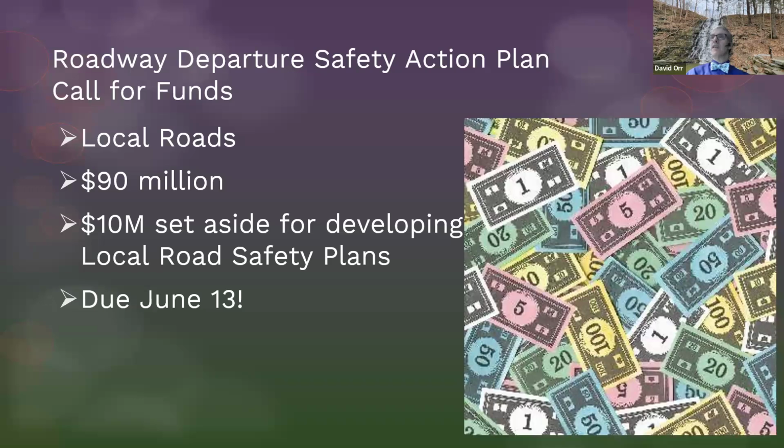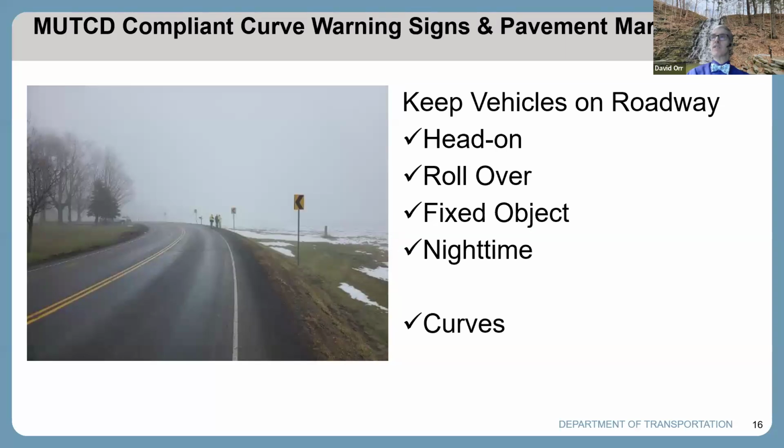Now, as we were developing all of these webinars, I got a lot of questions about curve signage: what's allowed, what's not allowed, all this kind of stuff. One of the proven countermeasures from the Federal Highway Administration and the state's Roadway Departure Safety Action Plan is compliant curve warning signs and pavement markings, compliant with the MUTCD. Not only is this a focus area for the state, but it has tremendous potential for reducing all kinds of crashes: head-on crashes, rollover crashes, fixed object crashes. They're good at night. Obviously they're focused on curves, but it's something we want to understand and do properly.